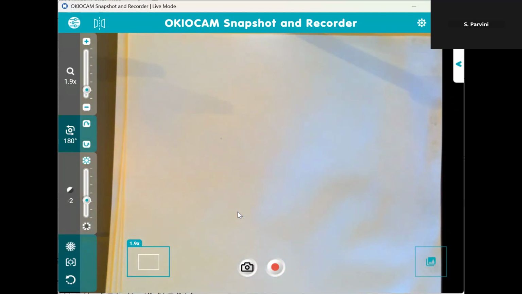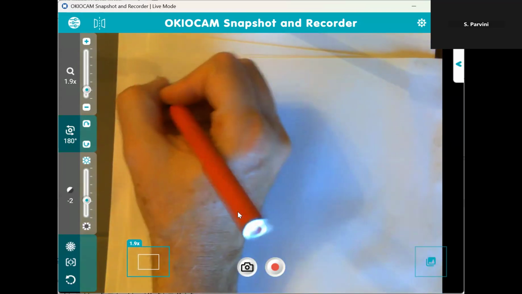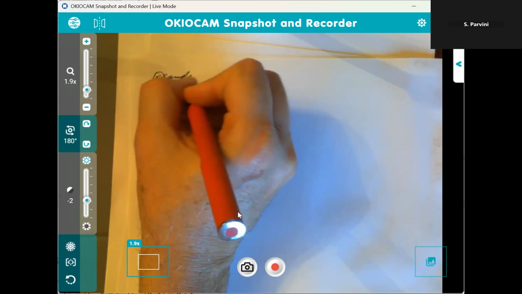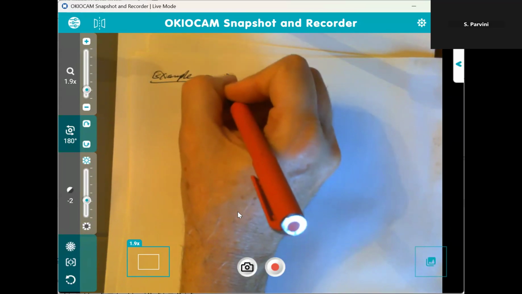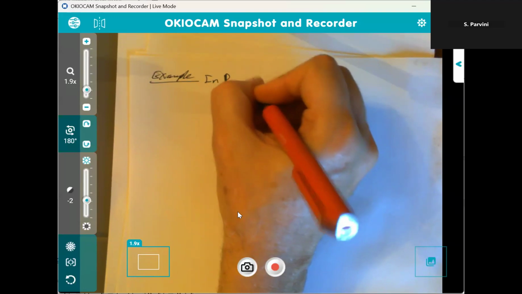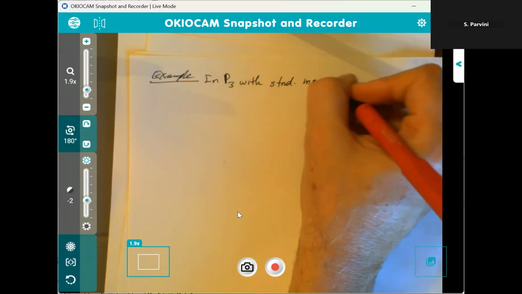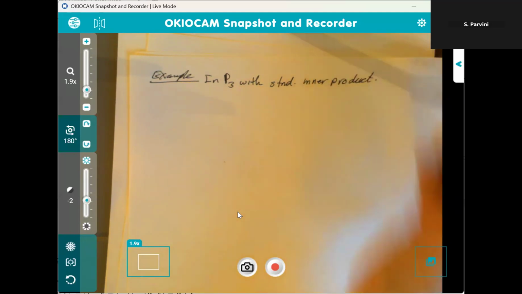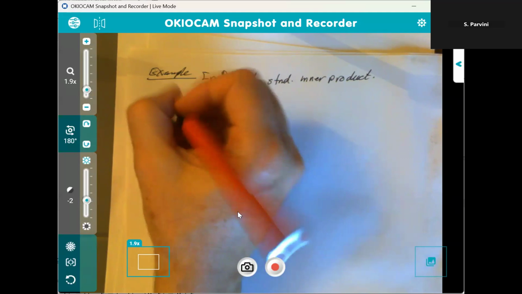Now, if there are no questions, let's take a look at another example. For this next example, let's say that we are in P3. That means we're looking at all third-degree polynomials with the standard inner product. Remember, the standard is the Euclidean one, it's the dot product. And here's what we mean.